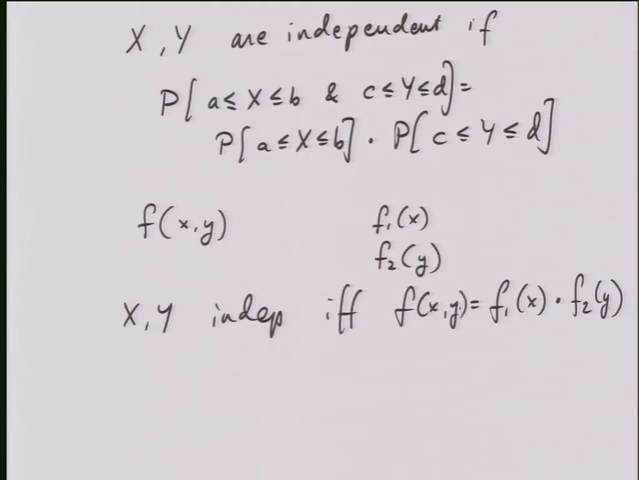Okay? So the main point here is, if you're dealing with continuous random variables, many of the things that we did in the discrete case have their analogs and everything works out nicely. It's just a matter of doing integrals instead of summations, and that's all you do.